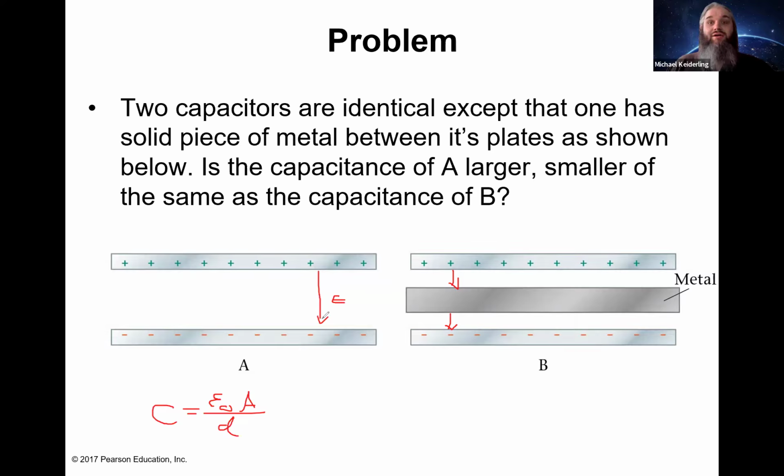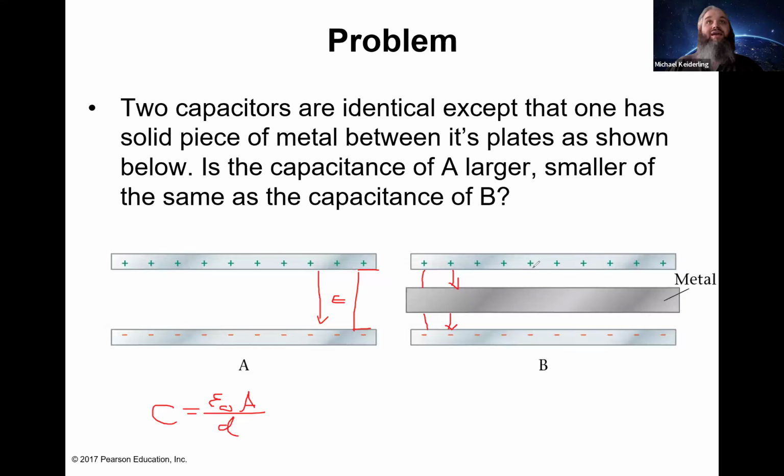So you're saying A is smaller than B? That is correct. A has a smaller capacitance than B because this effectively has a distance of this long, but here on the second one for B, the distance only really applies to this portion. The middle bit where there's the piece of metal doesn't count.